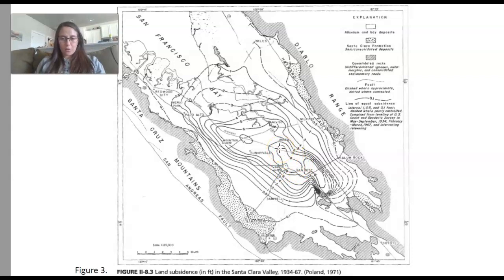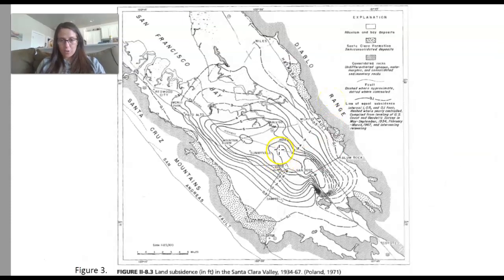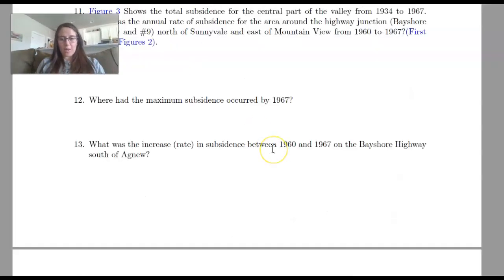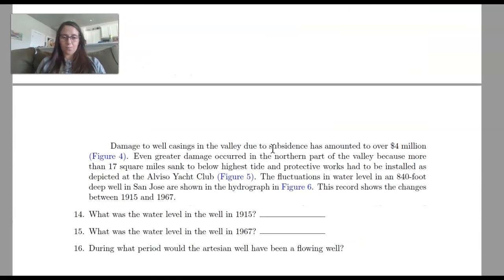So what you have to do is you have to look at both figure 2 and figure 3. So when you look at figure 2, find Anu, and this is where that location was. So it's somewhere between 4 and 5. In figure 3, that location's at 8. So you subtract 4 to 5 from 8, and that's the amount of subsidence between 1960 and 1967, and then you take into account the number of years that are between those two dates, and you have your rate of subsidence. Okay.